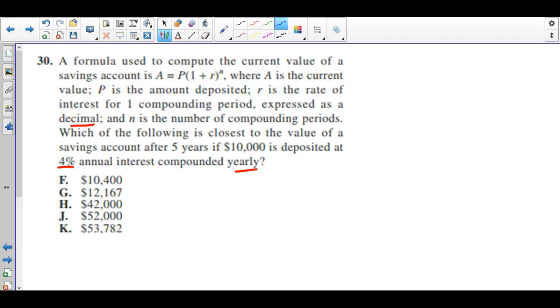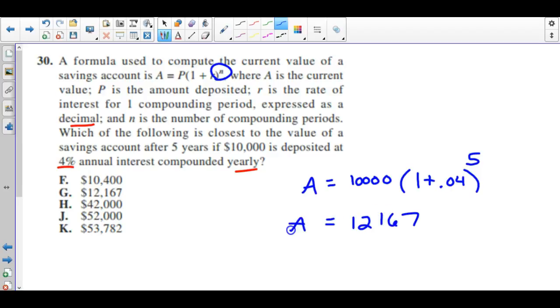So what I'm going to do is just take these values and substitute them into the formula. And again, 10,000 was my initial value. My rate, it says expressed as a decimal. 4% as a decimal is 0.04. And this is 5 years. And since it's compounded yearly, that's 5 periods. So that N would be my 5. Throw that in your calculator, and I have 12,167. And that is G.